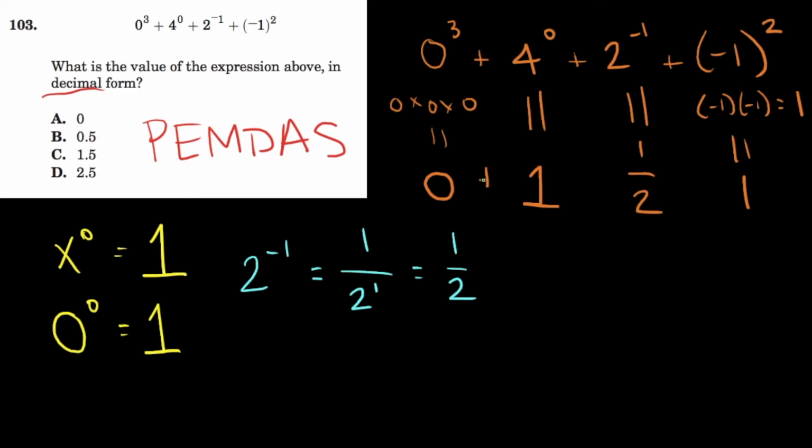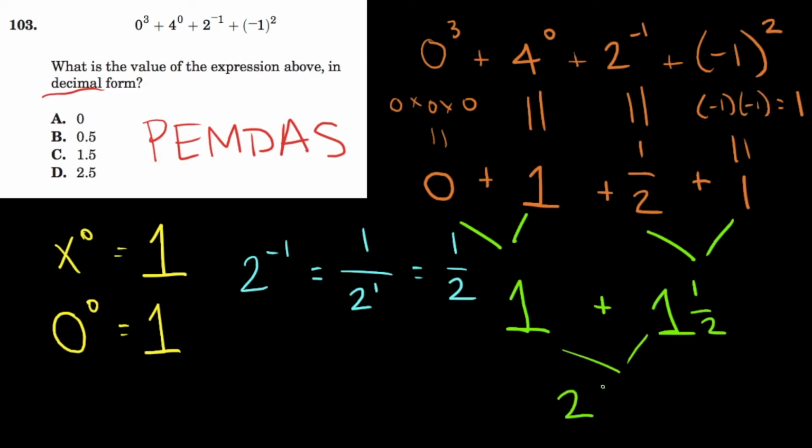And we're adding all of these values together separately. So what do we get? The 0 and the 1, that makes 1. The 1/2 and the 1, that makes 1 and 1/2. And 1 plus 1 and 1/2 equals 2 and 1/2. Oh, we want it in a decimal? Sure, why not? That's 2.5. That's answer choice D.